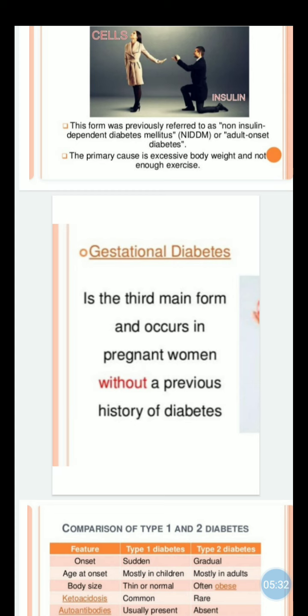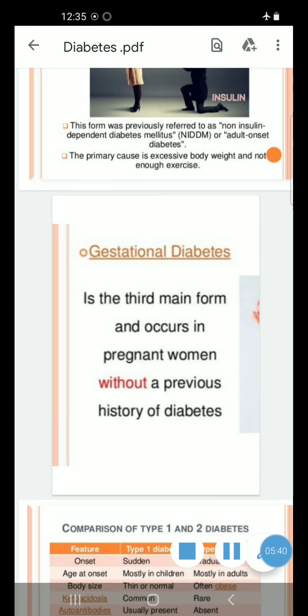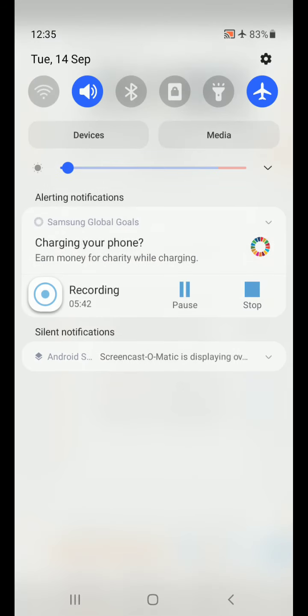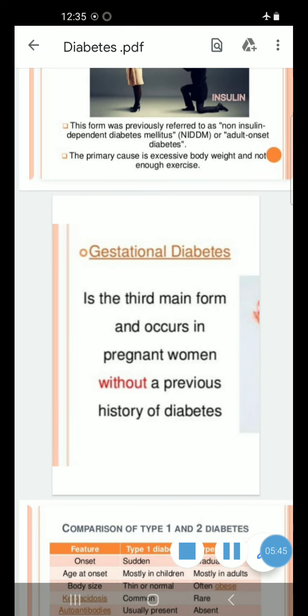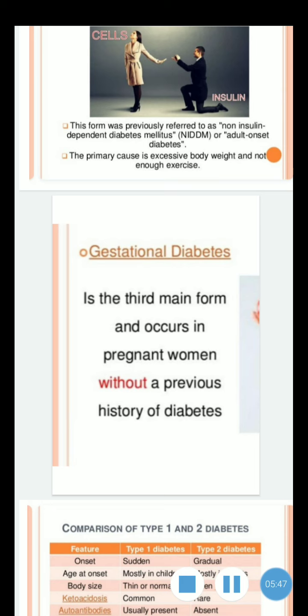See here what I am saying. It is the third type of diabetes, which occurs in pregnant women without a previous history of diabetes.